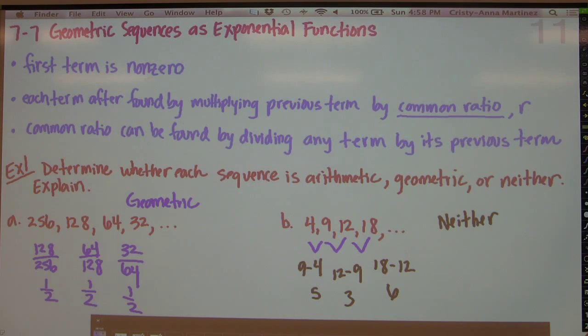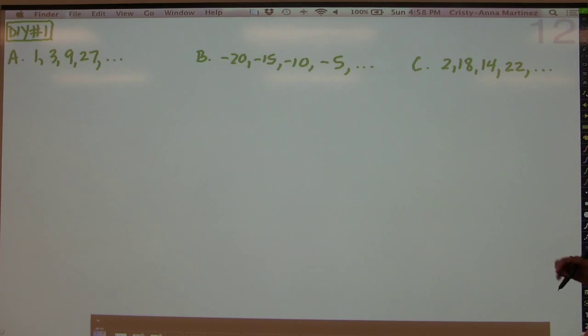Alright, so now I want you to try, do it yourself number 1. There are 3 different sequences. So again, tell me if it's geometric, arithmetic, or neither.